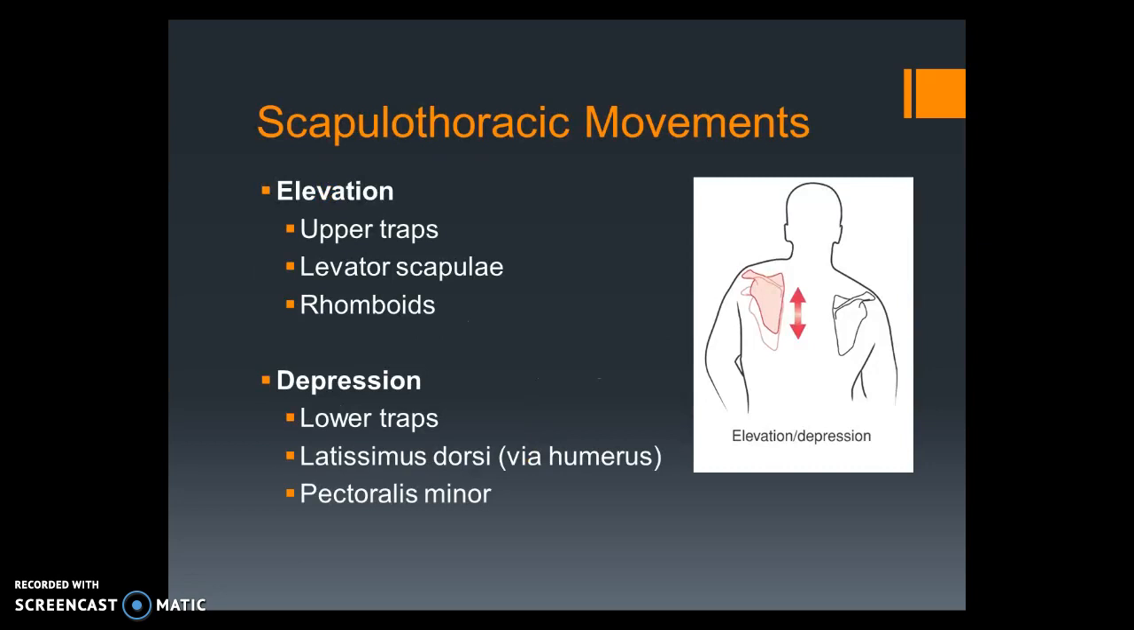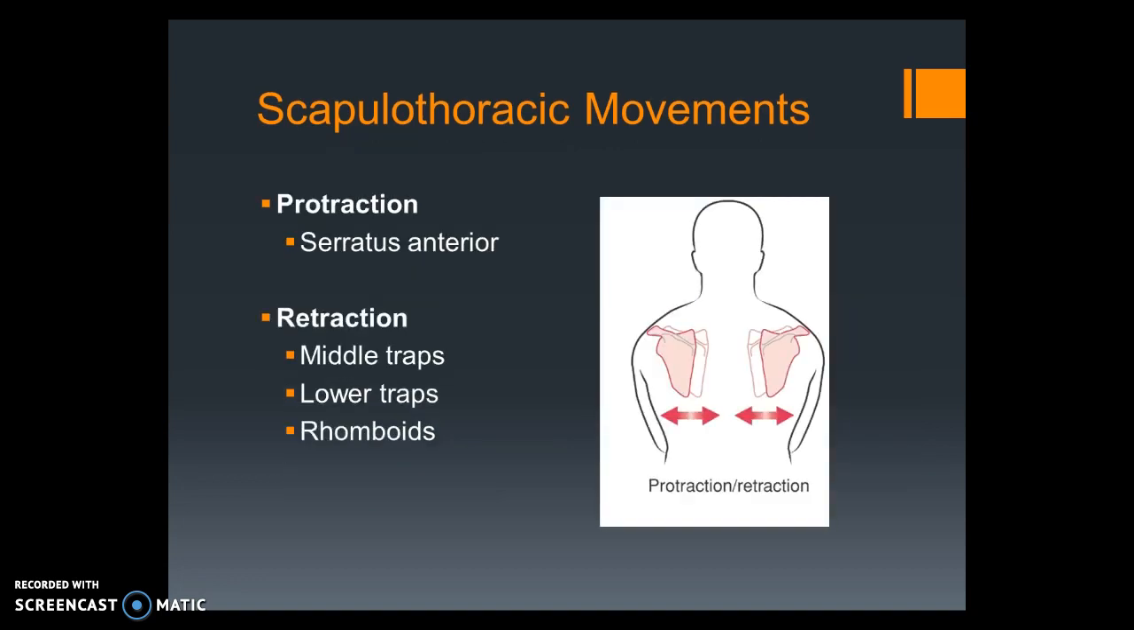In the scapulothoracic articulation, the scapula can elevate through the upper traps, levator scapula, and the rhomboids, and it depresses through the lower traps, latissimus dorsi, and the pectoralis minor. Protraction and retraction also occur in that scapulothoracic articulation. Protraction is performed by the serratus anterior, retraction by the middle traps, lower traps, and rhomboids.